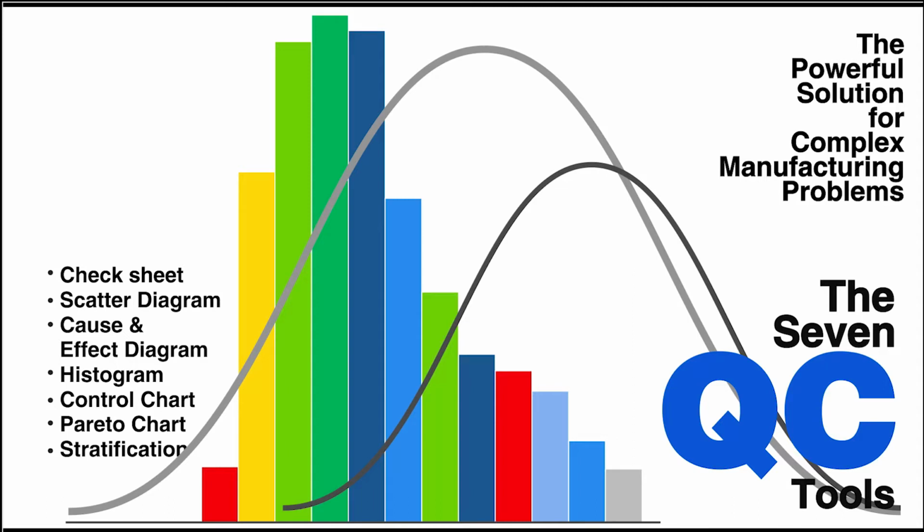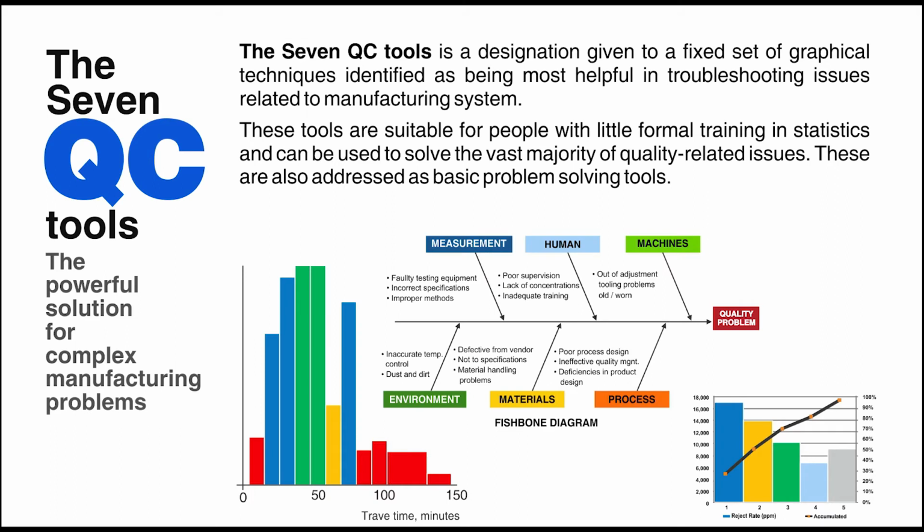The powerful solution for complex manufacturing problems. The 7 QC tools is a designation given to a fixed set of graphical techniques identified as being most helpful in troubleshooting issues related to manufacturing systems.